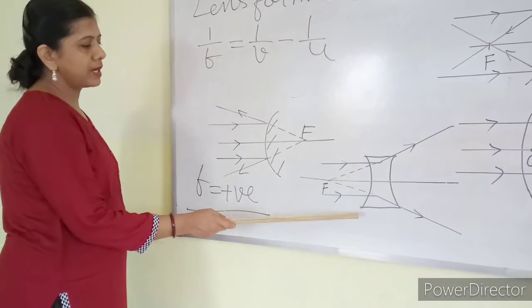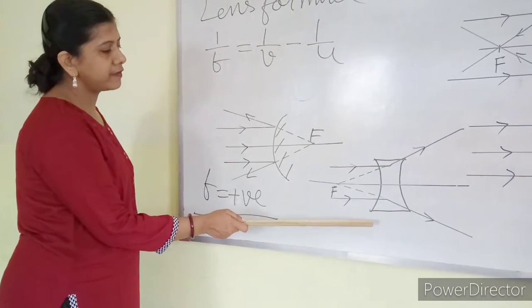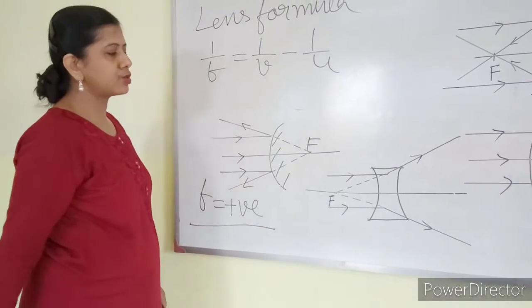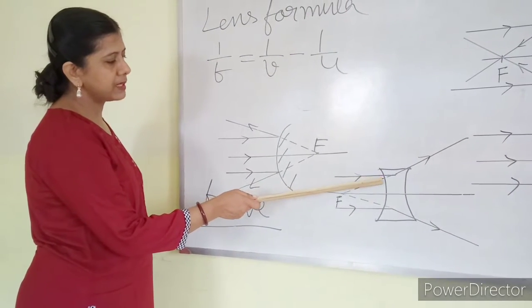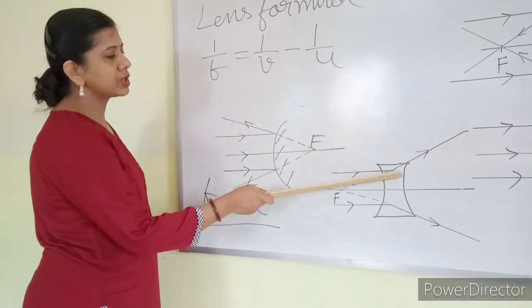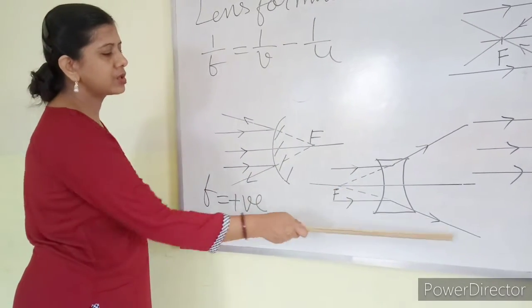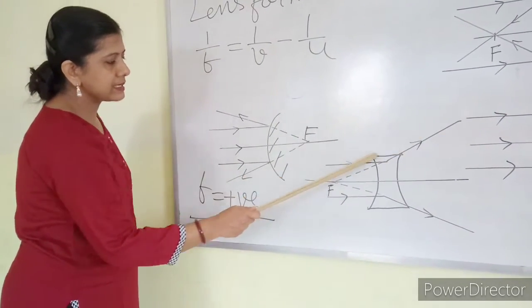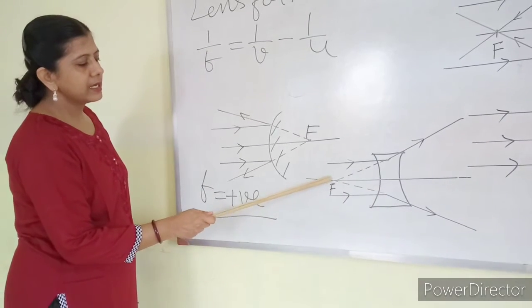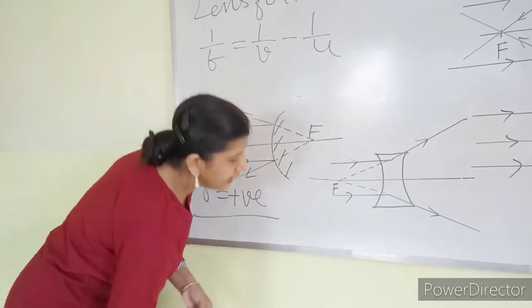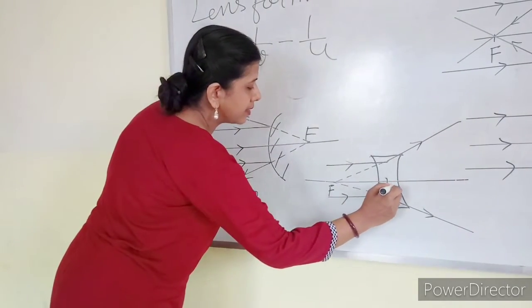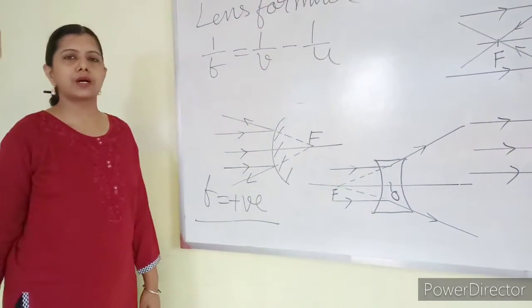Now again, this one is what? Concave lens. What is happening? The ray of light coming parallel to the principal axis diverges after refraction. If I extend the divergent rays, they meet at a point, and this is the focus point. The length between the optical center and the focus point is my focal length.